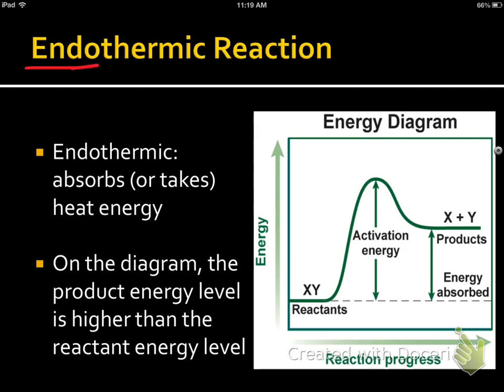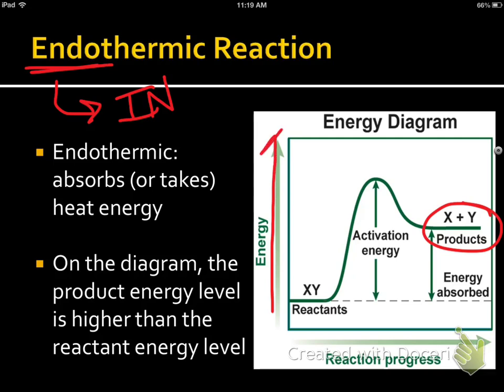So now for endo, which means in, so this takes in energy. So this is going to be the opposite. Your products are going to be higher because, like I said, energy is moving up. So if it takes in energy, the products will have more energy at the end than the reactants did.